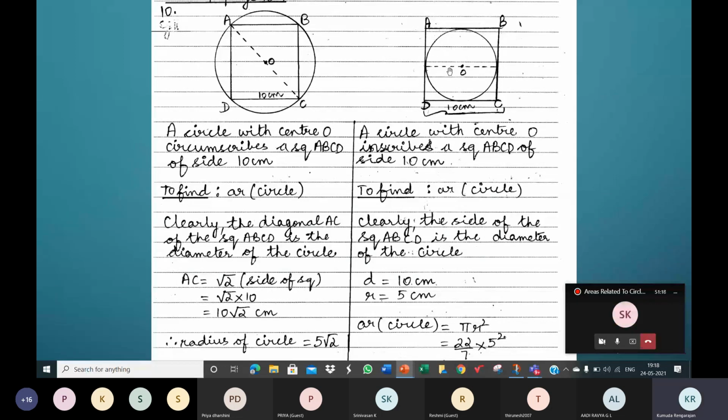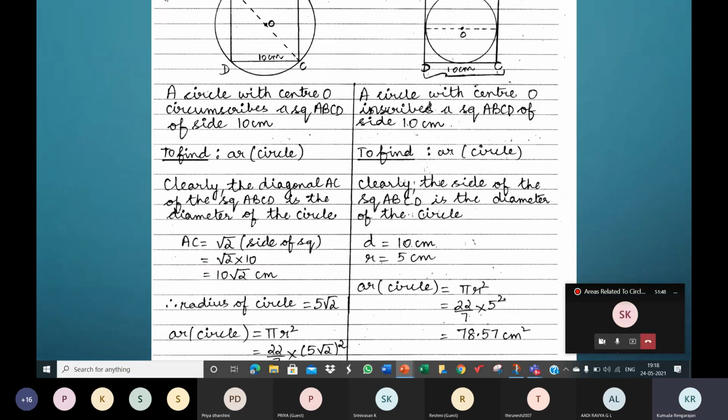In this figure, the square ABCD circumscribes the circle with center O. The circle with center O is inscribed in the square ABCD. All right. So this is how we have the two figures. Now we are given that the side of the square is 10 centimeters.